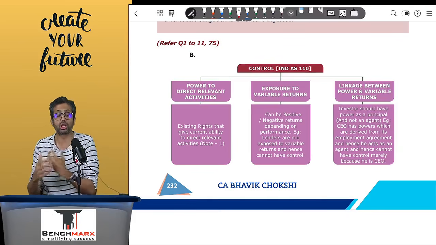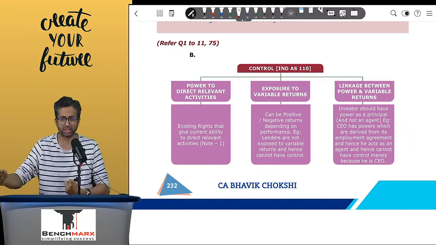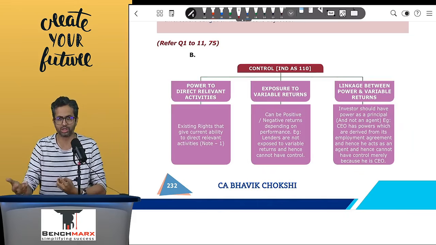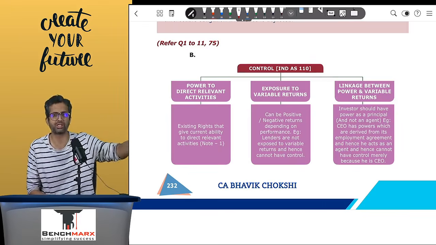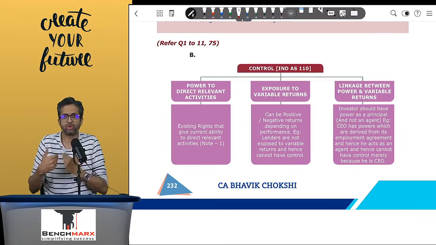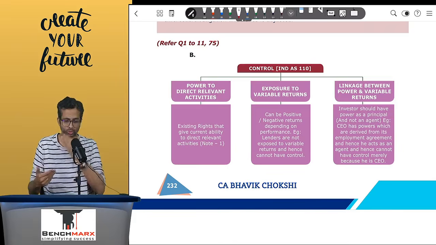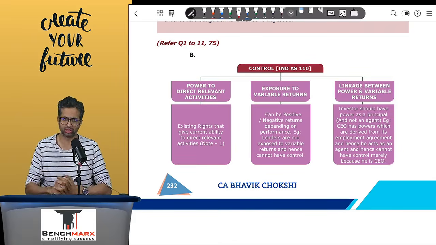Along with the current ability to direct relevant activities, which are those activities that significantly affect the return, you should also have an exposure to variable returns. A lender, for example, does not have exposure to variable returns, and hence a lender can never be said to have control over an entity. However, if you are a regular shareholder, you do have exposure to variable returns, can be positive, can be negative, and hence you are considered to have exposure to variable returns.